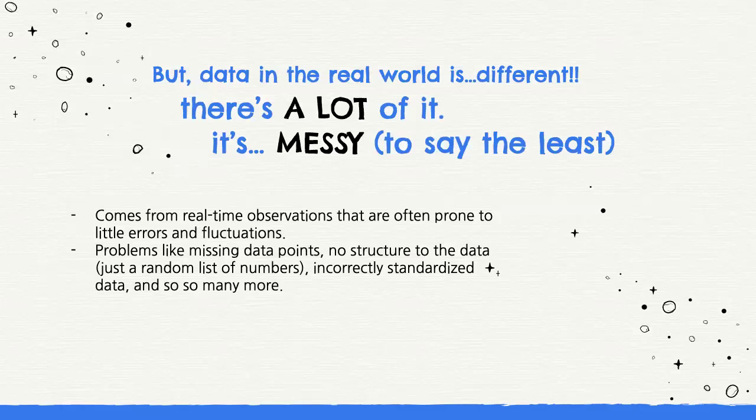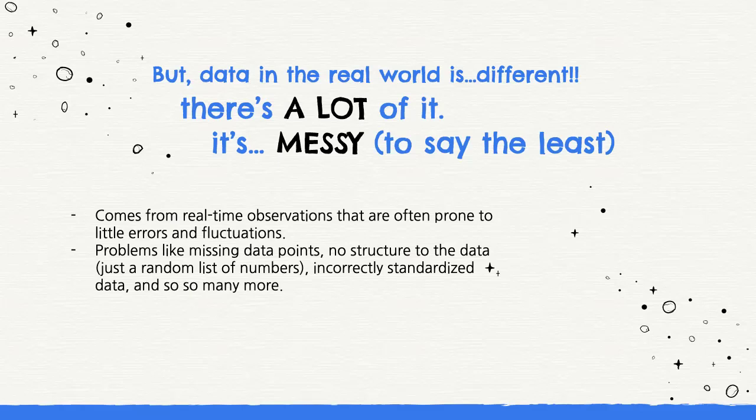A lot of the data, if you've seen much data in this class, has been nice little arrays or lists in increasing order and sorted very well. But data in the real world, as you will see when you start looking for data sets for your final project, is very different. There's a lot of data. It's usually very messy, and half the time it doesn't contain the exact information you need in the form that you need. The reason is usually that data comes from real-time observations, especially scientific data, which are often prone to errors and fluctuation.